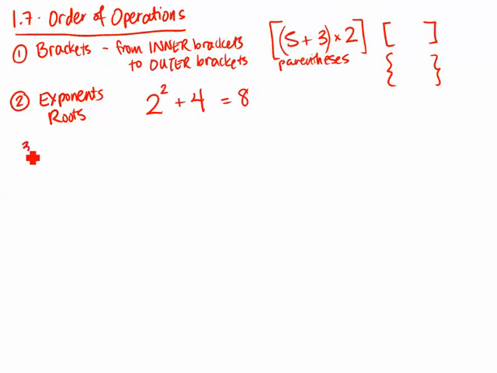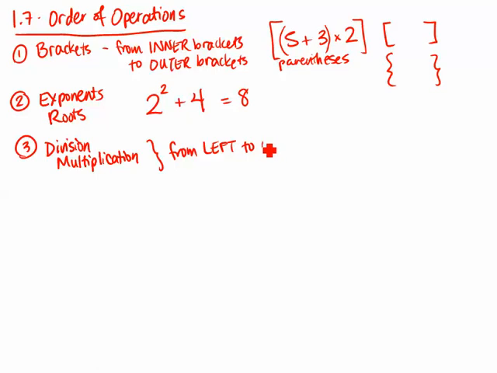The third family is the division multiplication family. Now notice that I say that they're a family. It's because there is no preference over which one comes first, except we go from left to right. Whatever shows up first on the left side, you complete that operation first, whether it's division or multiplication.